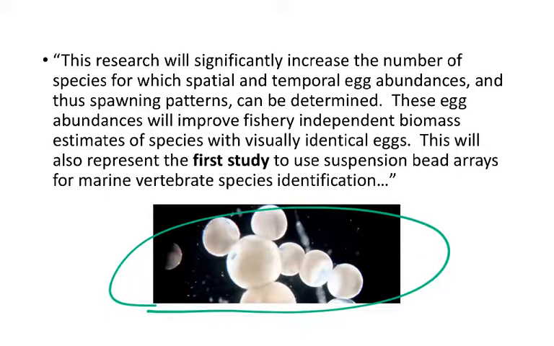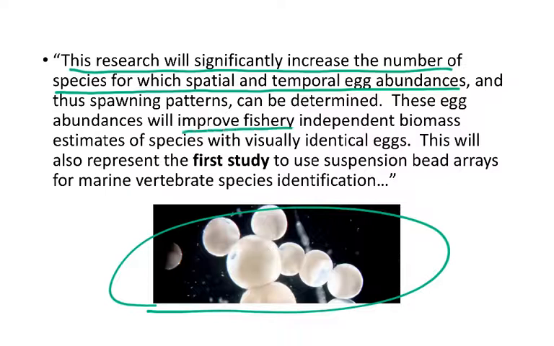So if we break this down, this first sentence here, where we're talking about how this research will increase the number of species for which we understand these spawning patterns, that's describing how this work, this knowledge is going to contribute to the field. It's adding this new knowledge, right? And then in terms of the implications of this, these egg abundances will improve fishery independent biomass estimates. So you're saying how this is potentially transformative, right? This information is going to improve our knowledge of this topic and change the current biomass estimates that we have. It'll make them even better.